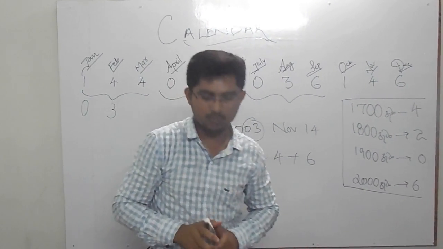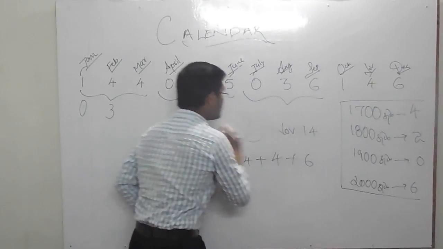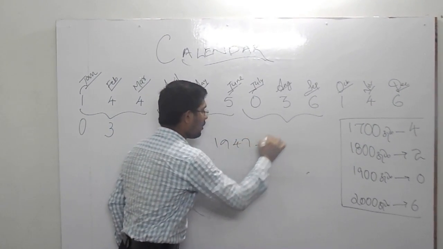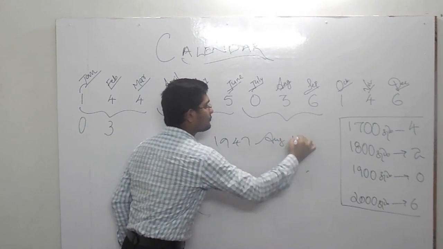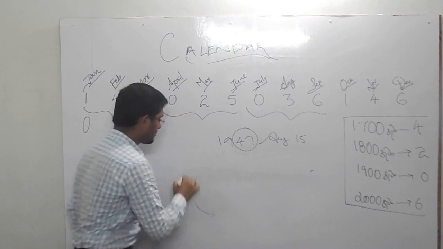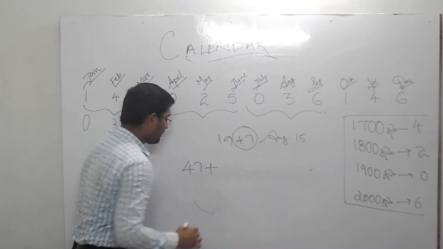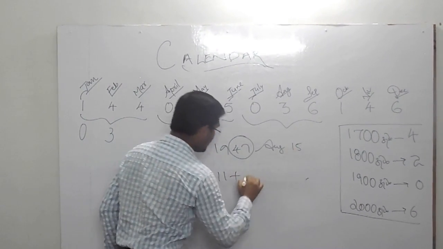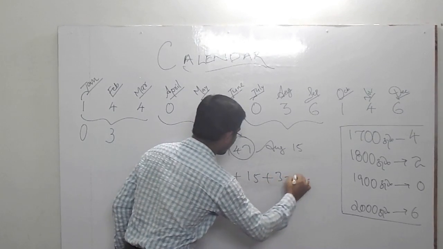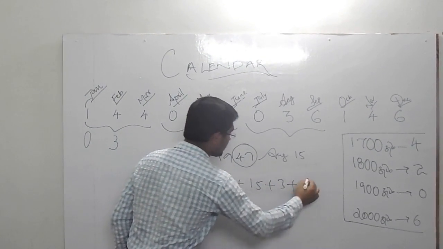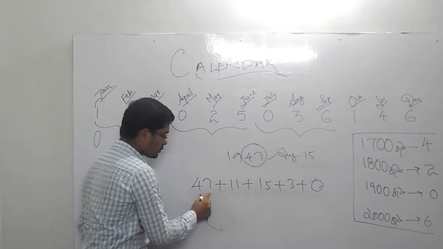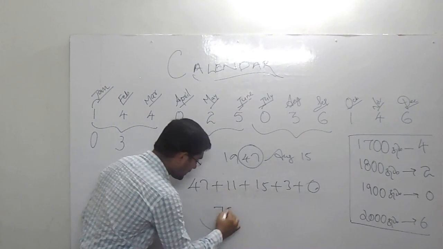One more example. What day of the week falls on 1947 August 15th? The last 2 digits are 47, plus the number of 4s in 47, which is 11, and the date is 15, and August is 3, and the code for the 20th century is 0. So 3, 18, 29, and 29 plus 47 is 76.